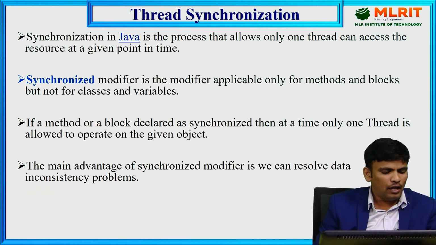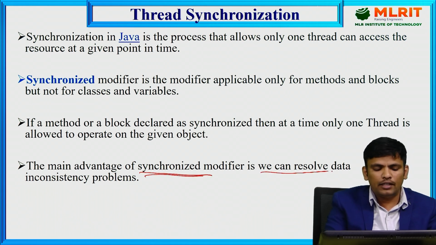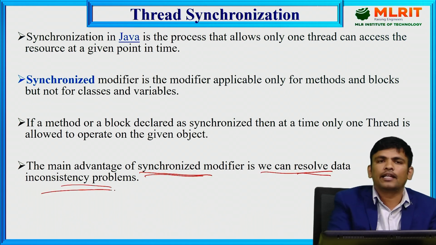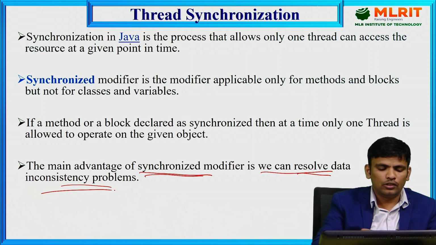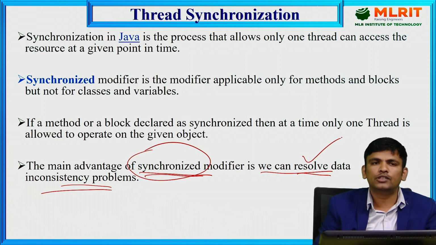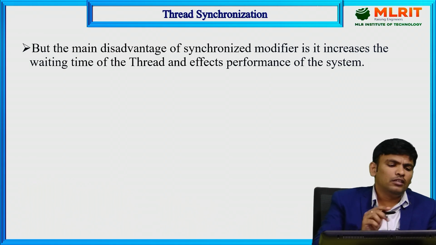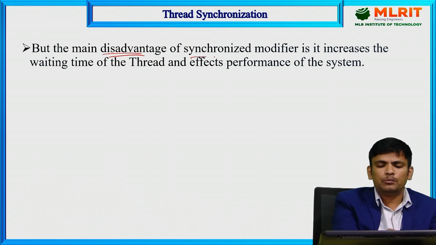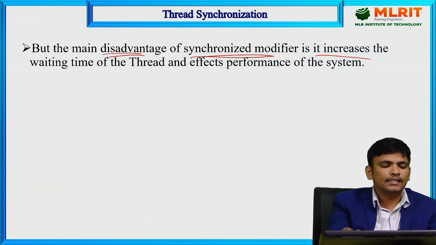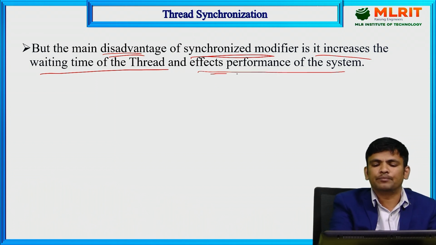The main advantage of the synchronized modifier is that we can resolve the data inconsistency and race condition problems. But the main disadvantage of this synchronized modifier is that it increases the waiting time of the threads and it affects the performance of the system.